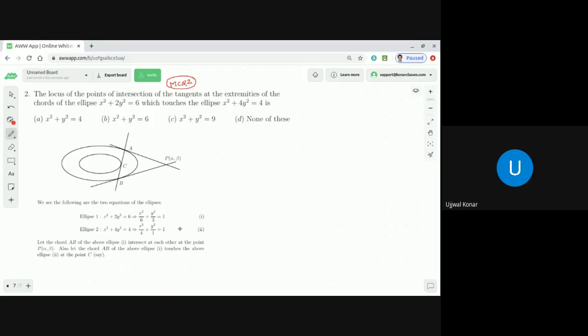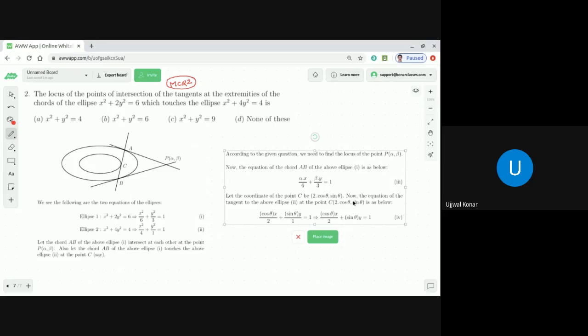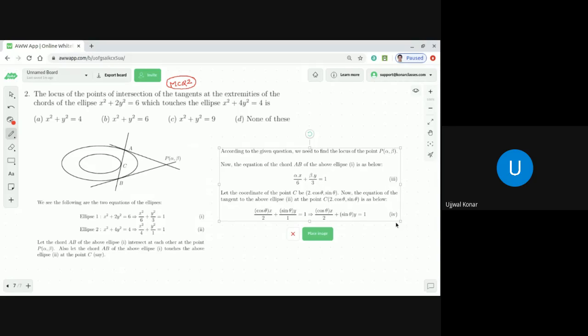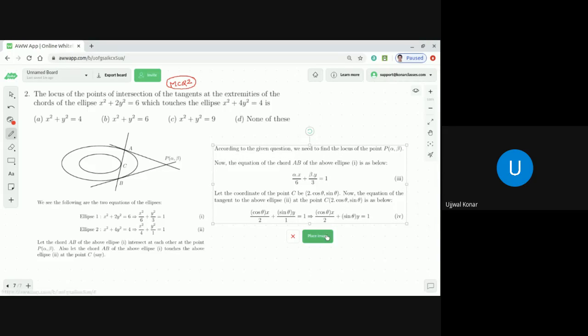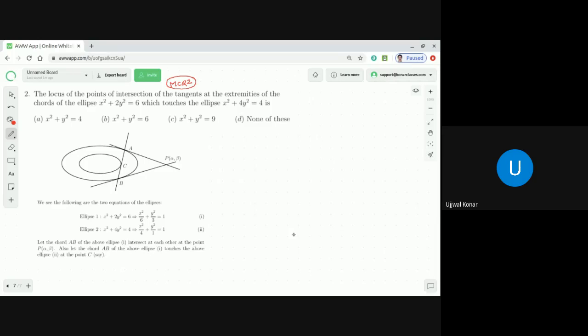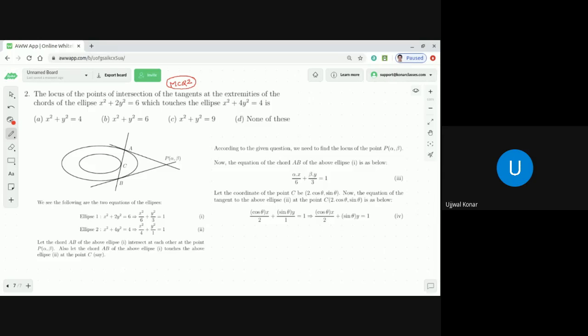Okay. Then how can we proceed? According to the given condition, we need to find the locus of the point alpha comma beta, isn't it? Now, the equation of the chord AB of the ellipse is alpha into x by 6 plus beta into y by 3 equal to 1. That is coming from the formula.